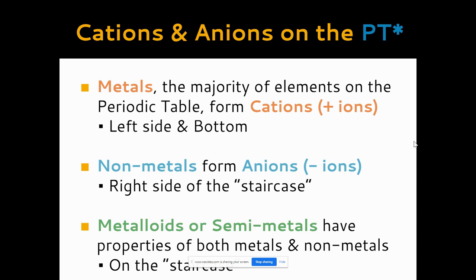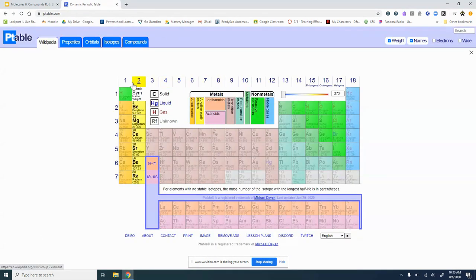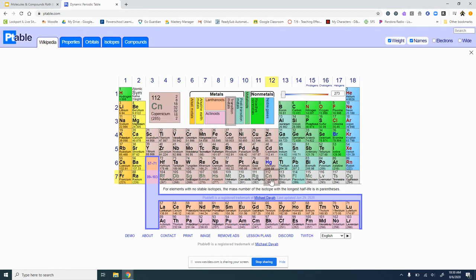All right. Now, we have cations and anions on the periodic table. Now, a cation is a positive ion. An anion is a negative ion. Okay. Now, generally, metals produce cations. So they're the left and bottom of the periodic table. So again, I'm going to go back to here. So all of these are metals.